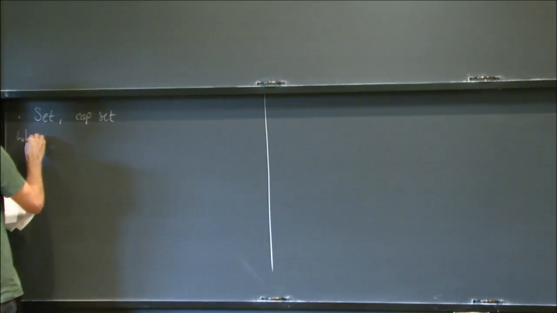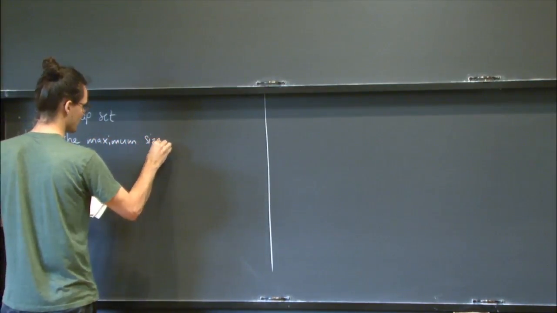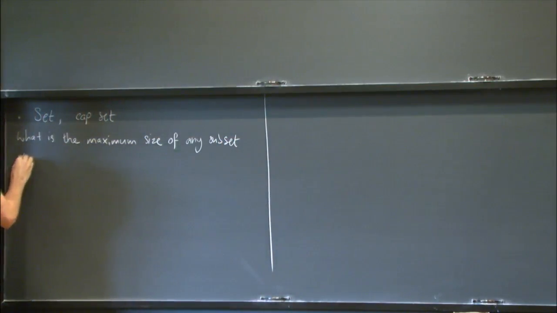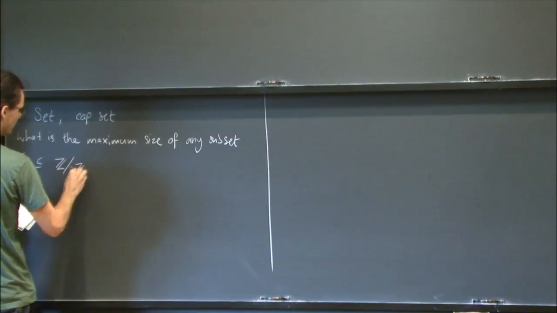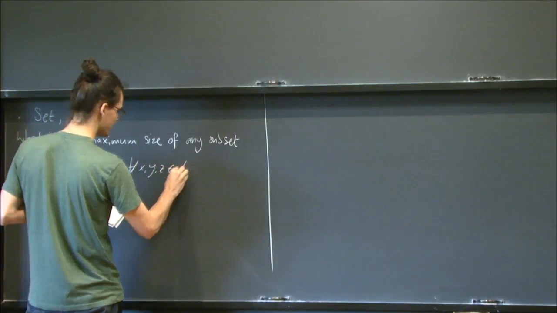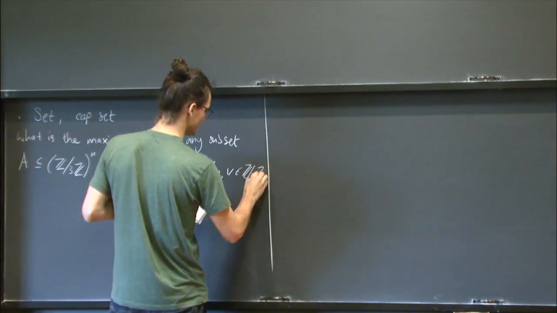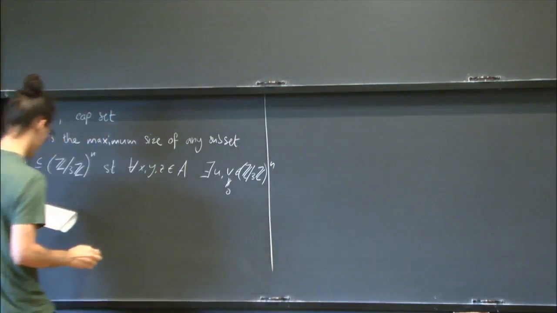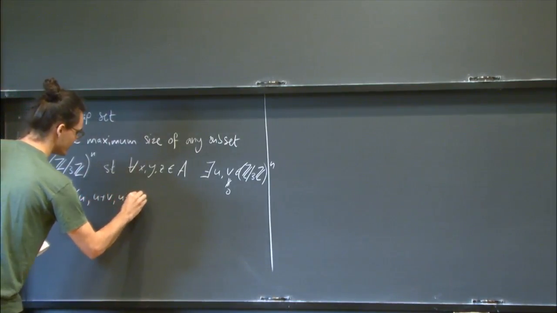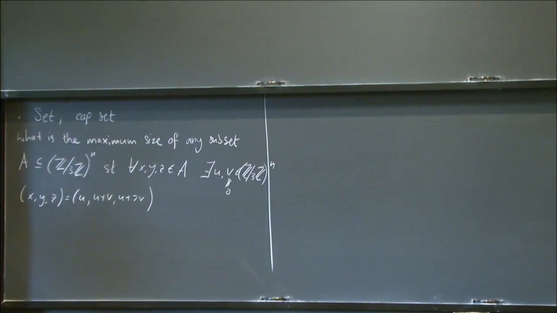So the question is, what is the maximum size of any subset A in (Z/3Z)^n such that for any three elements x, y, z in A, there are no u and v in (Z/3Z)^n with v non-zero such that the triple x, y, z is equal to the triple u, u plus v, u plus 2v. This would mean they're on a line. So A is a set without any lines.